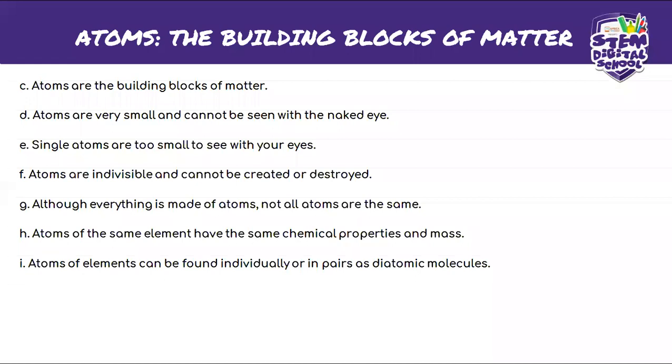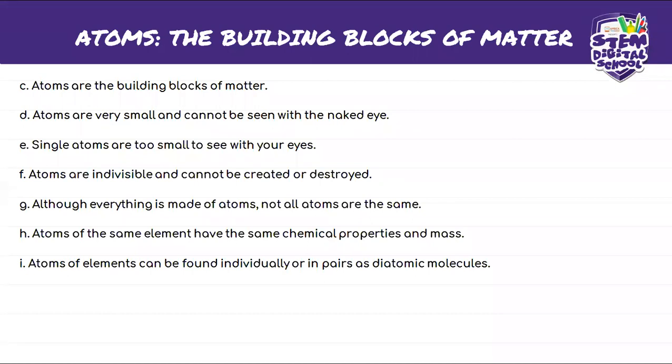So atoms are the building blocks of matter. Atoms are very small and cannot be seen with the naked eye unless with a powerful microscope or powerful instrument. Atoms are indivisible. You remember the term we just saw there? They are indivisible, meaning they cannot be divided further and cannot be created or destroyed.